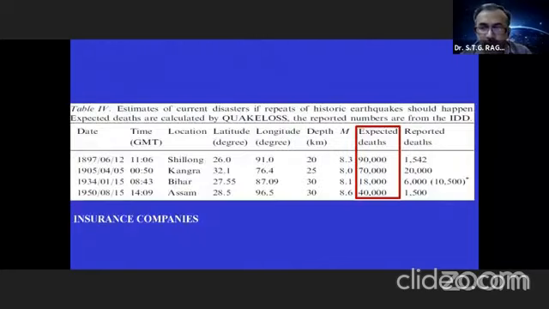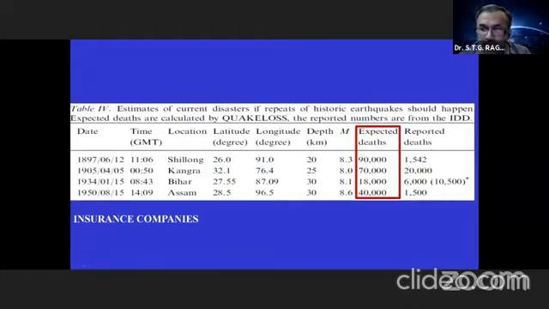Here I'm showing you the deaths. The insurance companies are more worried about deaths, because the premiums and other things are settled accordingly. They have calculated, for example, that in 1897 there was one great earthquake in Assam, with a magnitude of around 8.1 to 8.3. The reported deaths were around 1,500 people.